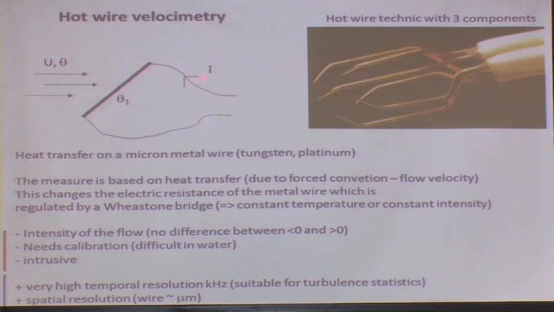Okay, so there are two systems for hot wire, because you can control either the temperature of your wire, or the intensity of the current which is passing through that wire. You control one and keep the other one free, and when you keep one constant, the other one is evolving with the velocity, and then you have a measurement of the velocity. So the measure is based on heat transfer due to forced convection, due to the fluid motion, and the forced convection is related to flow velocity.